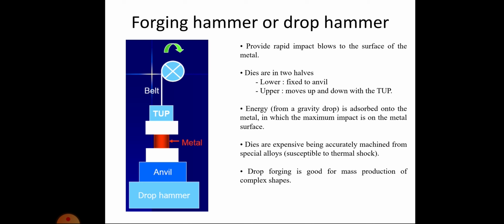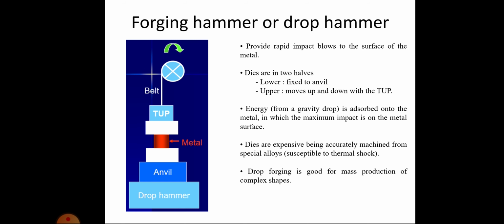Drop forging is good for mass production of complex shapes. For example, our spanners, etc., are made by the drop forging procedure. Here the tup means a weight which is suddenly dropped onto the upper die. That means a sudden impact force is applied on the workpiece metal.